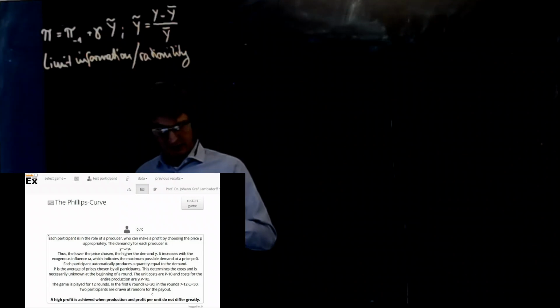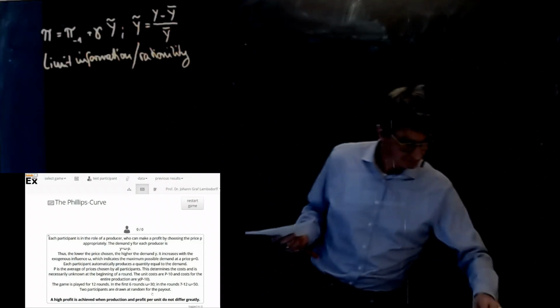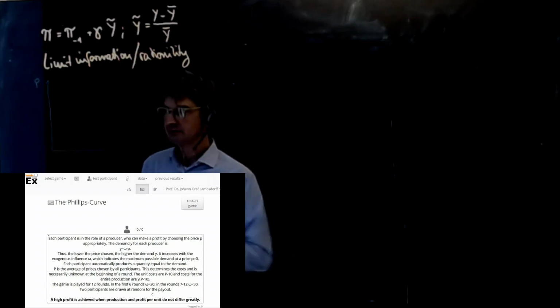Let me illustrate this curve. This is the price P. This is the quantity Y, and demand is given by this downward sloping curve, which has a slope of -1.